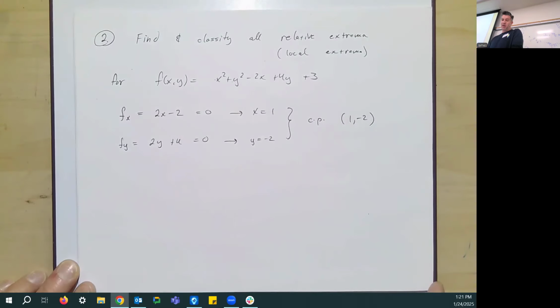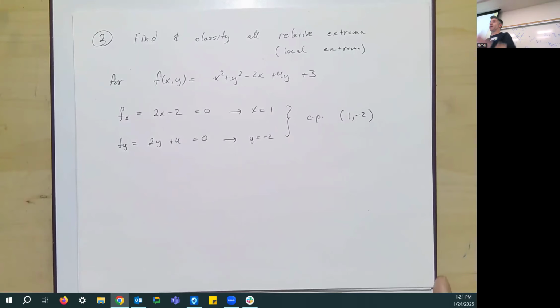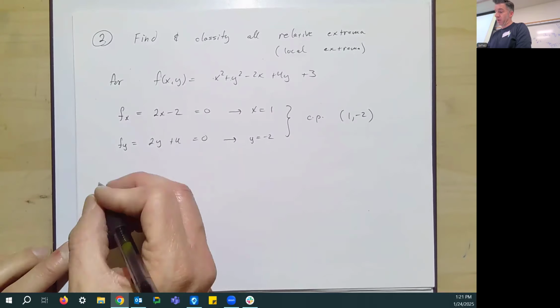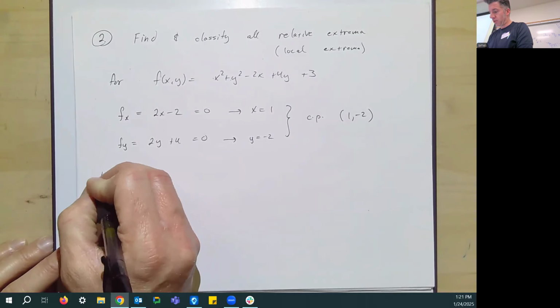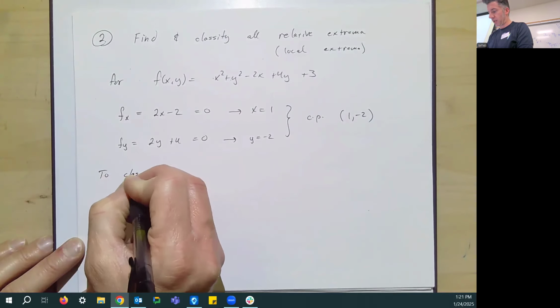More interestingly, maybe, we're going to classify this critical point. Is it a maximum? Is it a minimum? Is it a saddle point? Here's how we test to see which one it is. We're going to use what's called the second partials test.